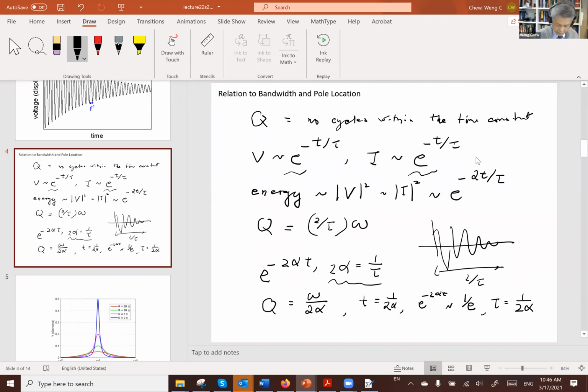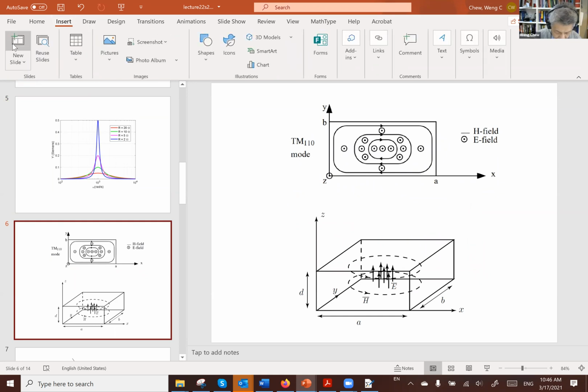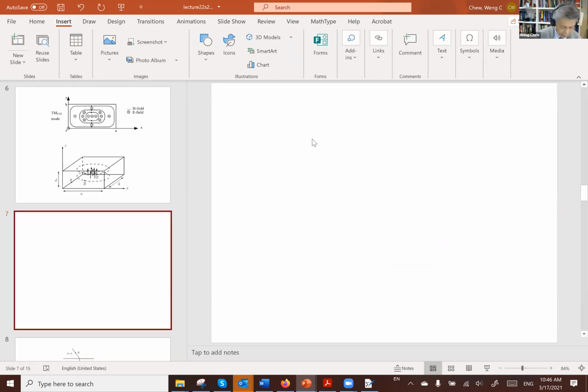But what happens then is that Q is defined to be this, and you can also define Q in other ways. If you have a cavity, then inside the cavity, if it's lossless, the electric field will be proportional to cosine of omega t plus phi, for instance. But if there's some loss, then the electric field would decay as this, okay?